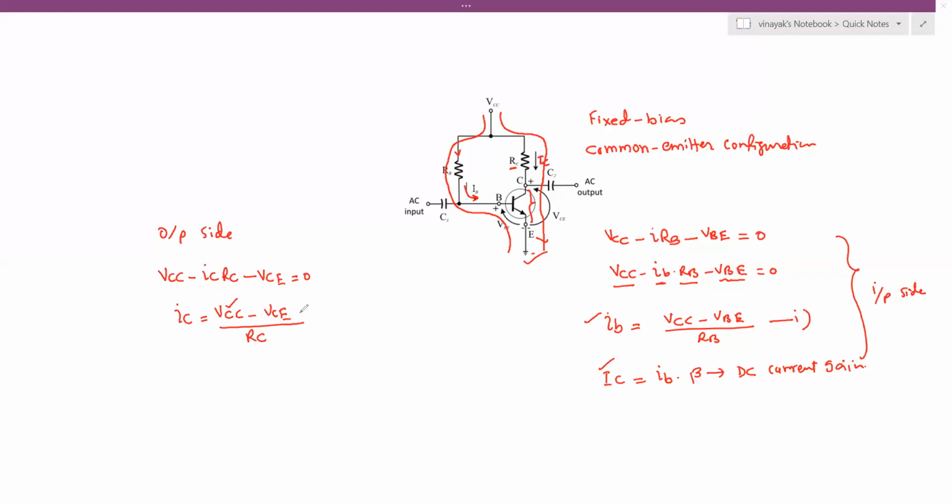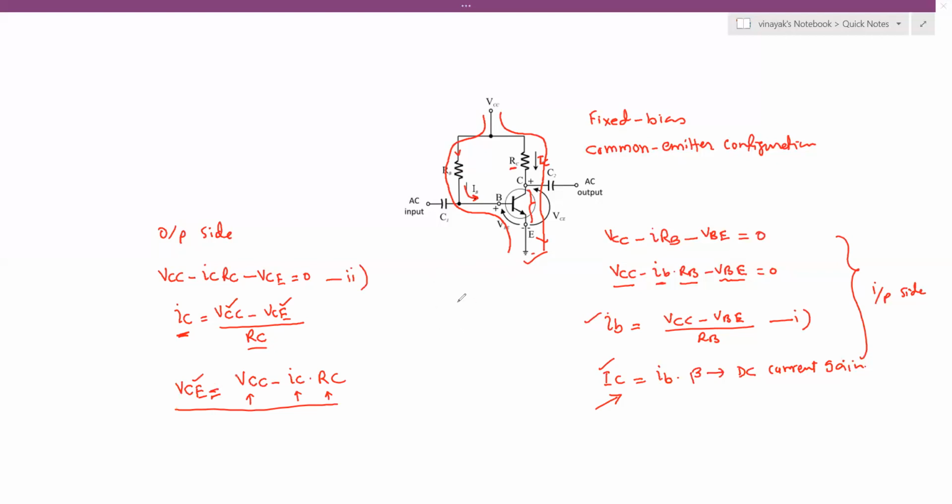So for a given value of VCC and the VCE, IC can be calculated. And for the given value of RC, you can know the value of IC. If you know the value of IC from here, then VCE from this equation, let's call it equation 2, can be given as VCC minus IC times RC. That's the equation for your VCE, how to calculate. So you know the value of IC, you know the value of RC, and you know the value of VCC, you get the VCE.